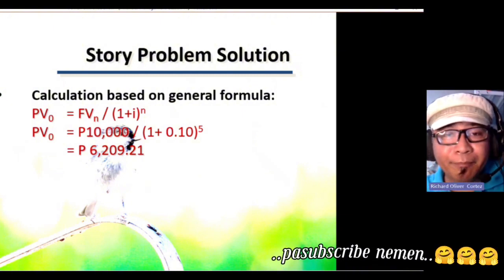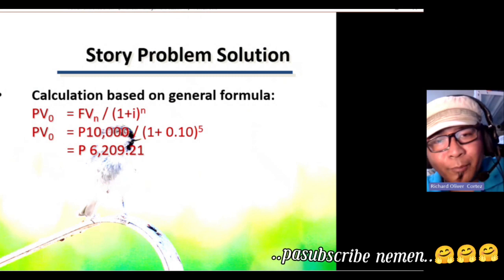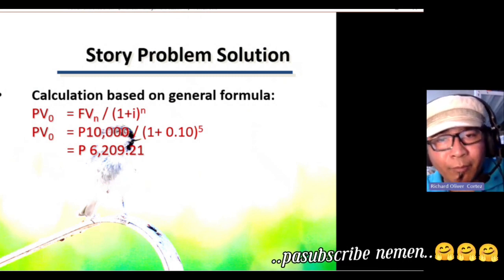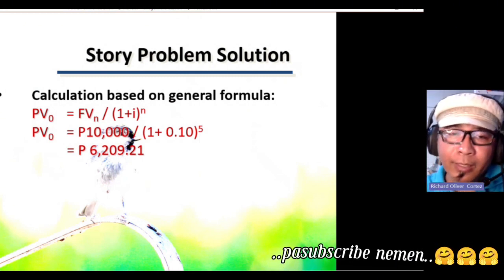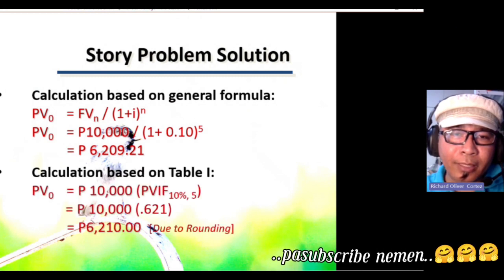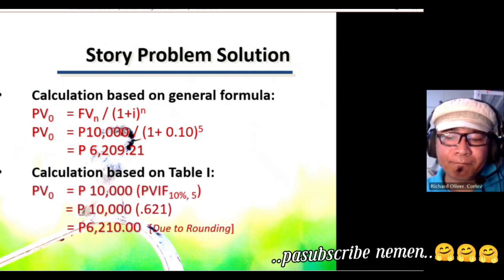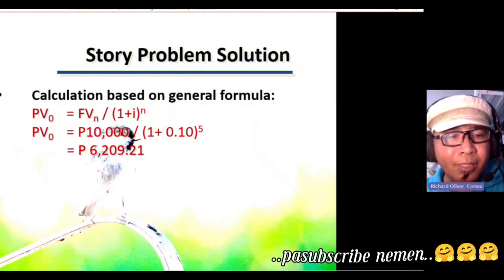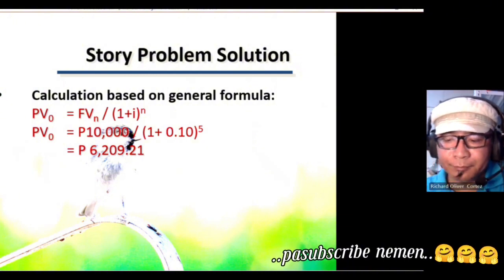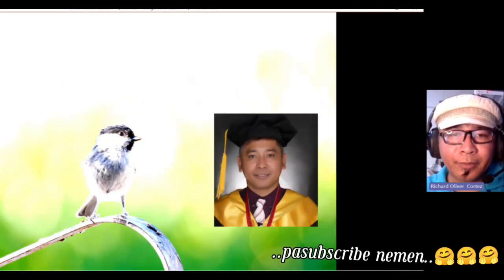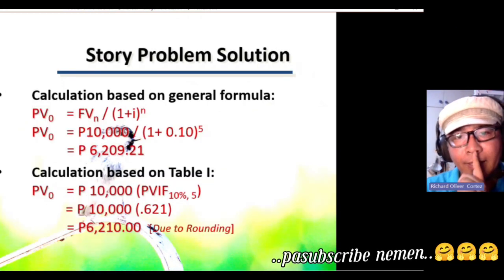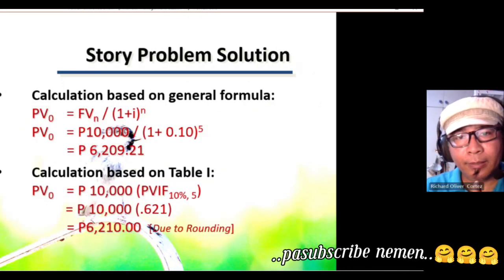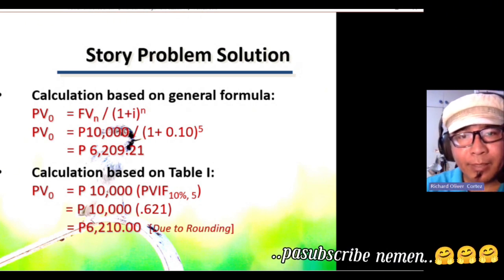Doing it manually, so matagal, di ba? Have you tried computing 10,000 divided by 1.10, 5 times, no? And you will get 6,209.21 manually, no? But using the table, gamitin natin yung table, no? Ito yung table, tandaan nyo 10% tapos 5 times.